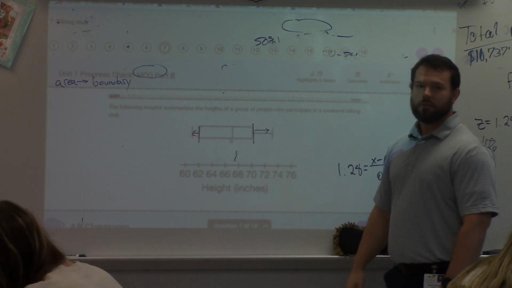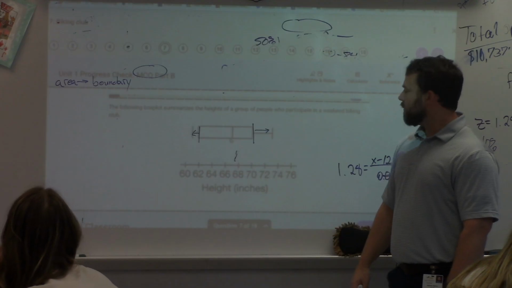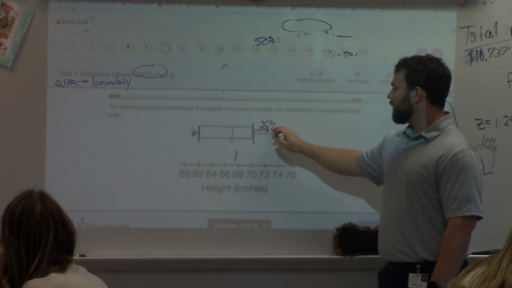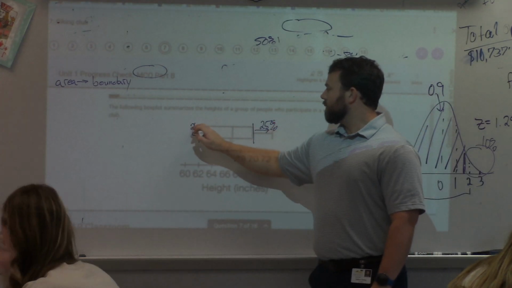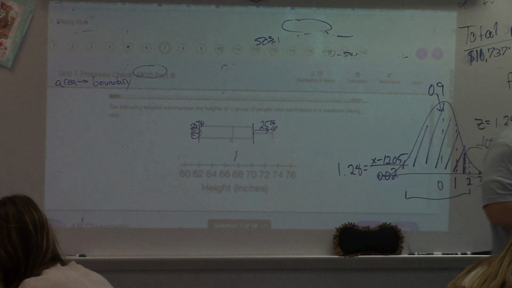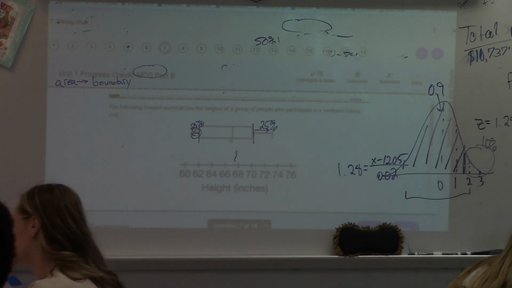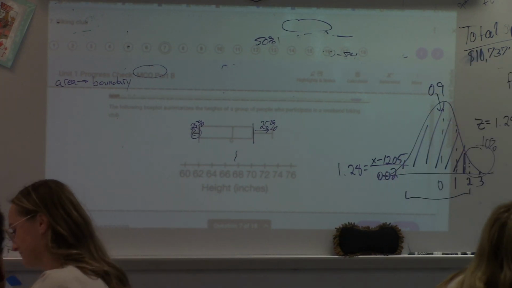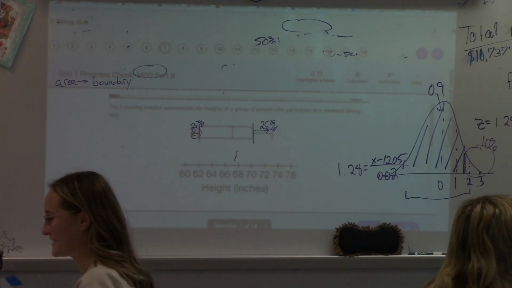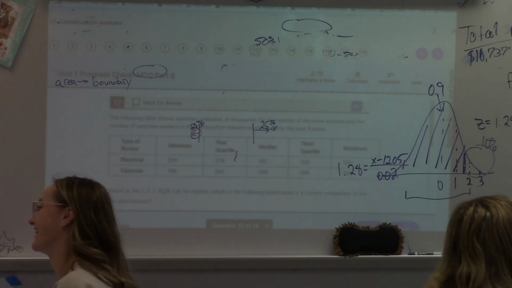So why is that one not true? Because it's still the same 25%. It's still 25%, right? So don't forget that just means it's more densely packed there.